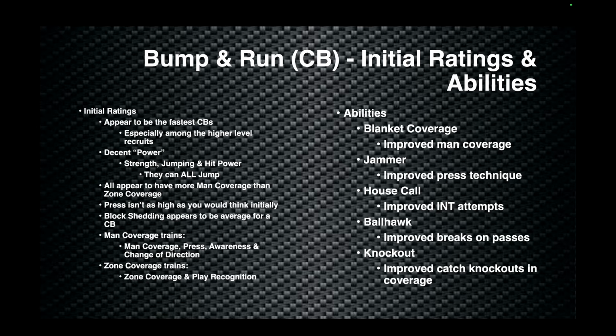Now, for them, their man coverage trains man, press, awareness, and change of direction, whereas the zone just trains zone and play recognition. Their abilities: Blanket Coverage improves man coverage, Jammer improves press technique, House Call improves interception attempts, Ball Hawk improves breaks on passes, and then Knockout improves catch knockouts in coverage.